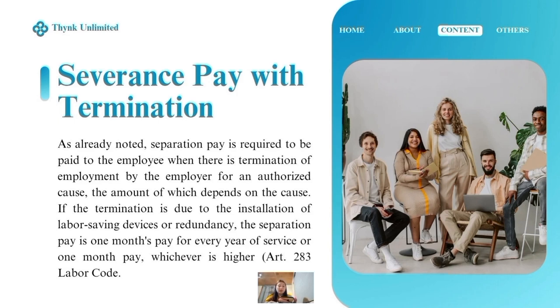So the explanation of this is severance pay is given to employees when they are let go for an authorized reason. The amount depends on the reason for the termination. If the employee is dismissed because of redundancy or the use of machines to replace workers, they are entitled to separation pay. This pay is either 1 month's salary or 1 month's pay for each year they worked, whichever is more.